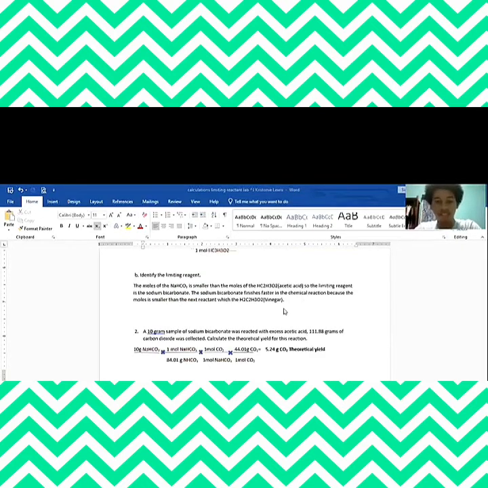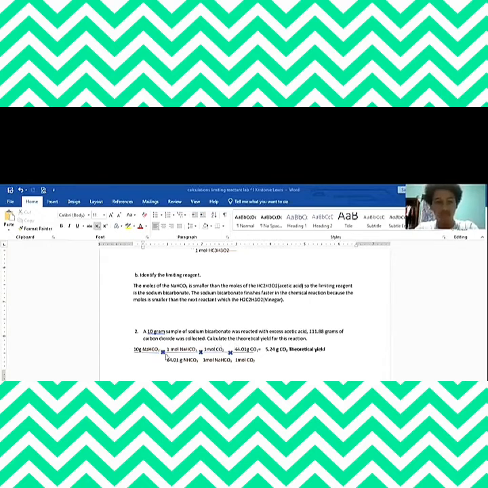This is the limiting reactant, and the definition of limiting reactant is the reactant that limits the amount of product that is formed. So the sodium bicarbonate in this case limits the amount of carbon dioxide that is formed. And number 2, we have here a 10-gram sample of sodium bicarbonate that was reacted with excess acetic acid. 111.88 grams of carbon dioxide was collected. Calculate the theoretical yield for this reaction.